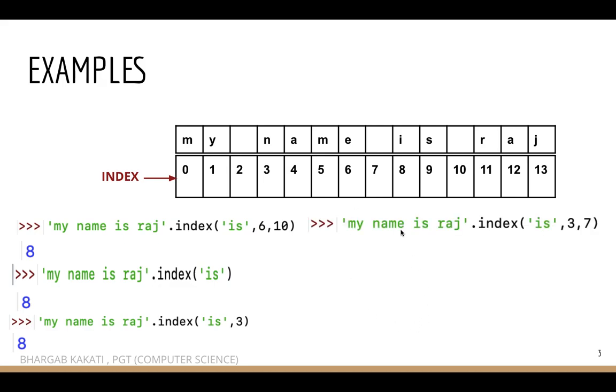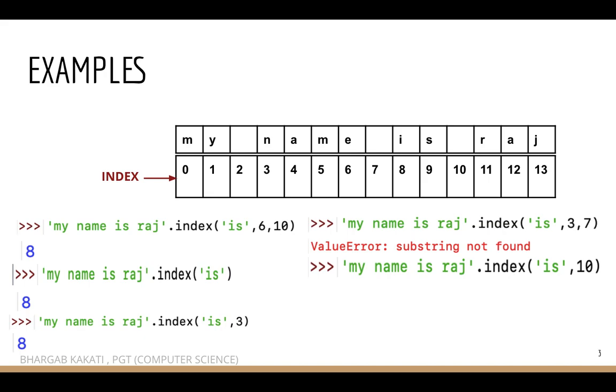Again, let us consider another example. My name is Raj dot index is, 3, 7. That means it will search for the substring is within the indices 3 to 6. So within 3 to 6, that means from N till E, do you find the substring is? No, I do not find the substring is. Therefore, it will return a value error. If you remember in the previous slide, we already discussed that if that particular substring is not present, then I'll get an exception called value error, which mentions that the substring is not found.